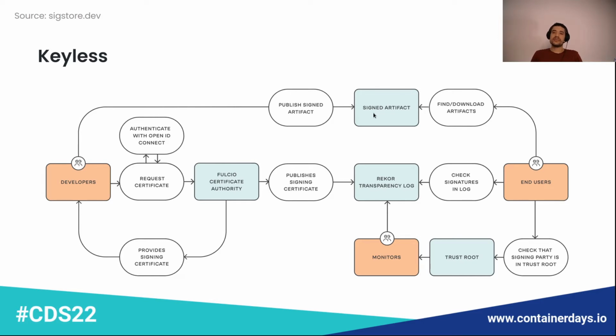And what about verification? The end user wants to verify the signature. Okay, they will find and download the artifacts. They will check for the signature in the transparency log. And then you just need to check that the signing party is in the system trust root. If that's okay, then it can successfully verify the signature. And for monitoring, as everything is stored in the Rekor transparency log, and remember, no one can modify or delete any record here, that's where you have to look for monitoring. It's just to look into this transparency log.